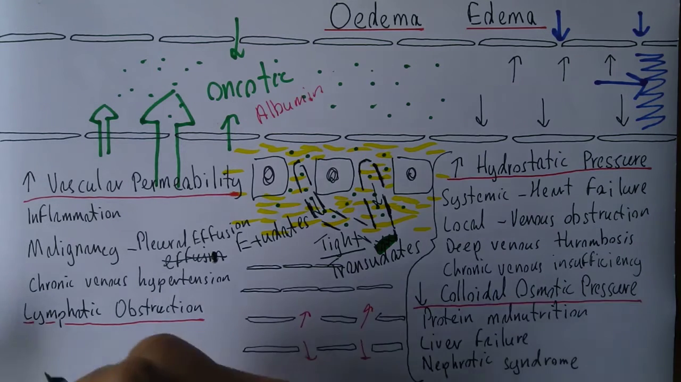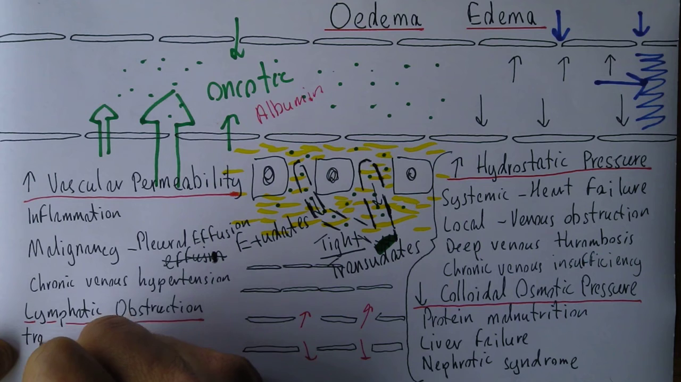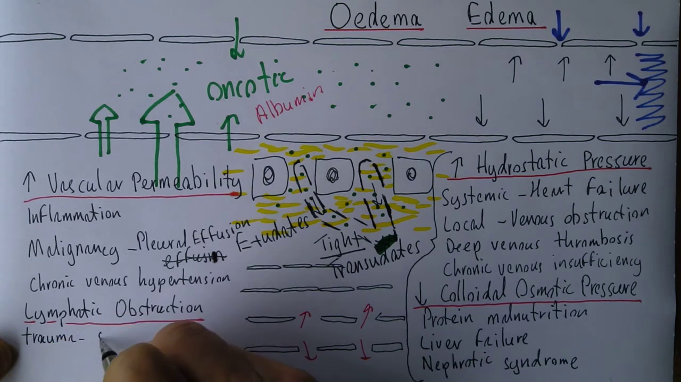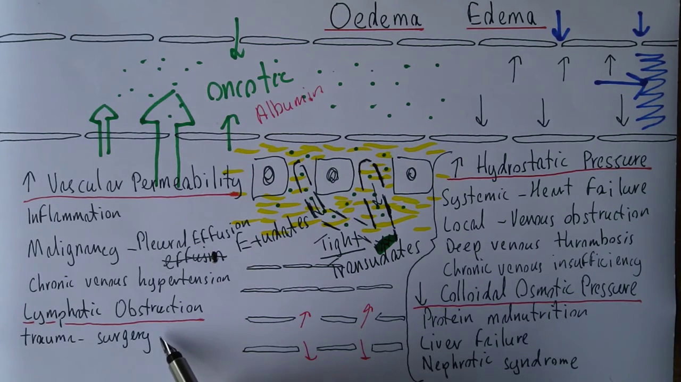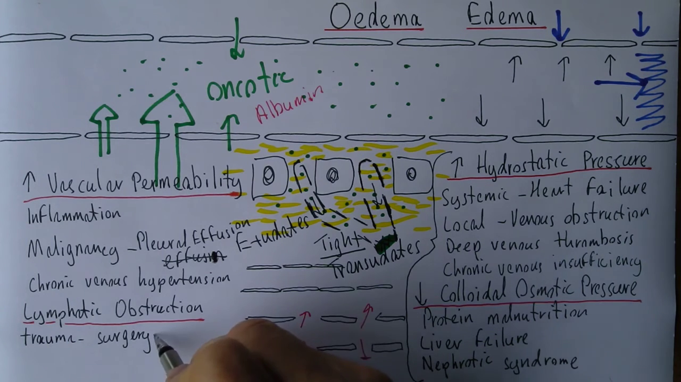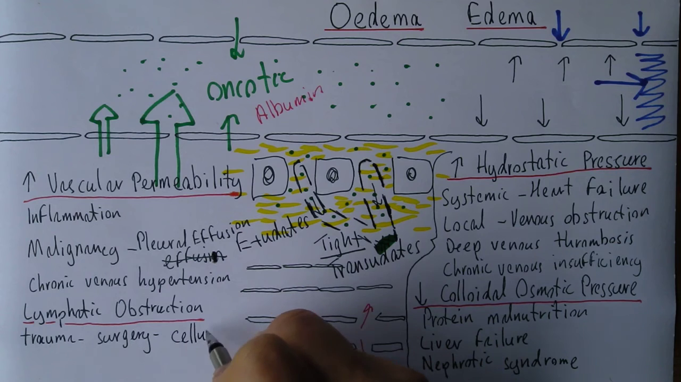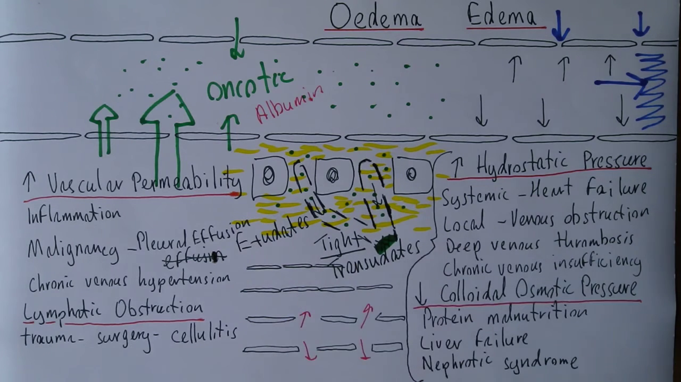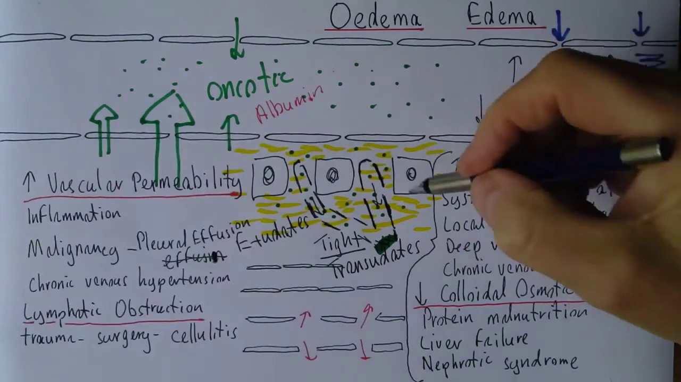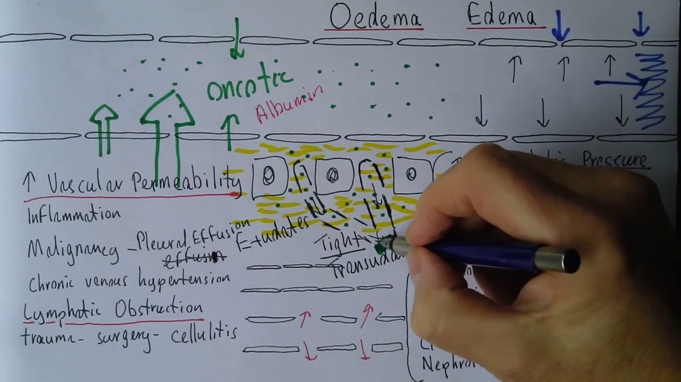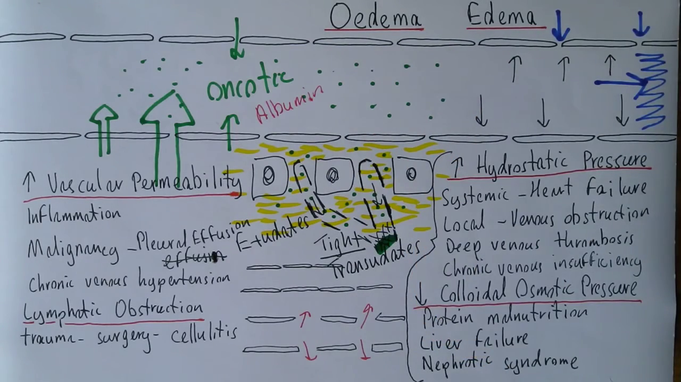So the lymphatics could be damaged by trauma, surgery. Surgery can damage the lymphatic ducts, or surgeons can sometimes remove the lymph nodes. Often it occurs after infection. So after an episode of cellulitis, there can be damage to the lymphatic vessels. Because in cellulitis, if there's infection in the tissue, the bacteria are going to drain into the lymphatics and can damage the inside of the lymphatics.